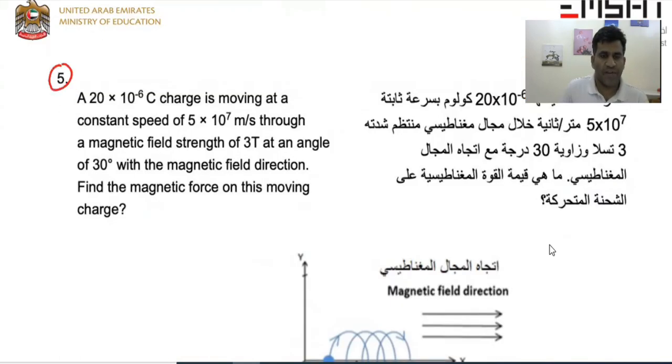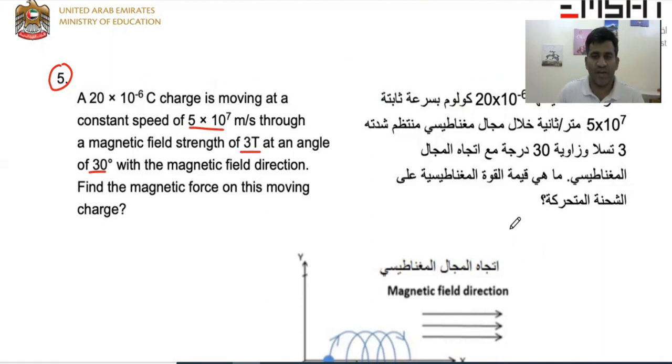Question number 5: a 20 into 10 to the power negative 6 coulomb charge is moving at a constant speed of 5 into 10 to the power 7 meter per second through a magnetic field of strength 3 Tesla at an angle of 30 degrees with the magnetic field direction. Find the magnetic force on this moving charge.